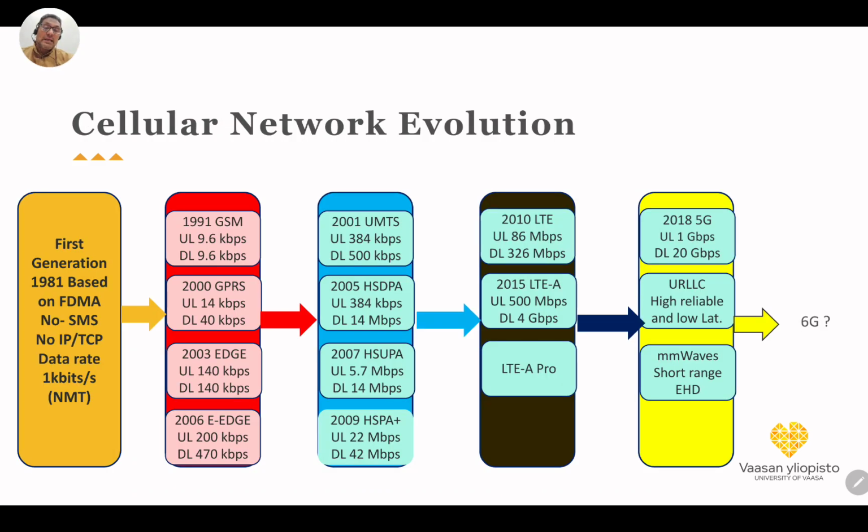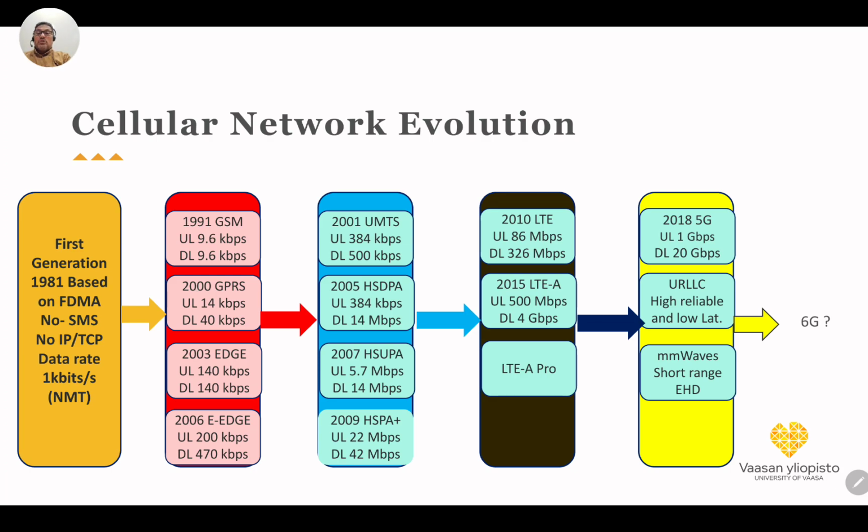If we look at the evolution in terms of, for example, data bit rate, you can see here, for example, in GSM in 1991, it was possible to support up to 9.6 kilobits per second only.